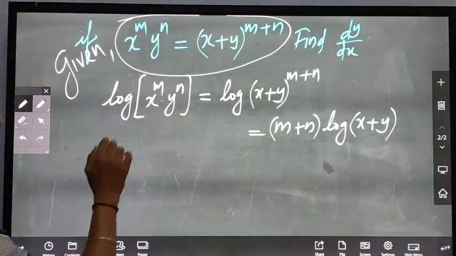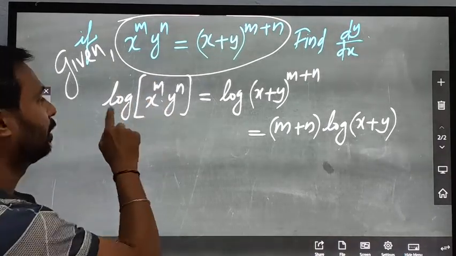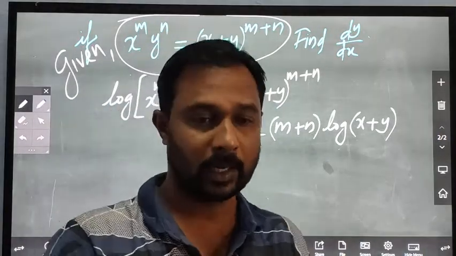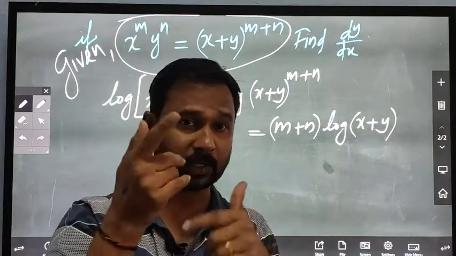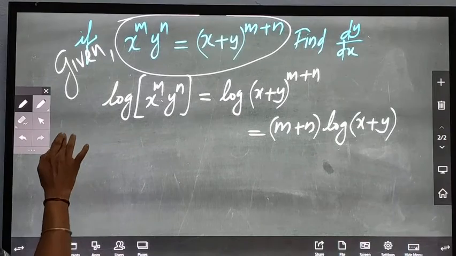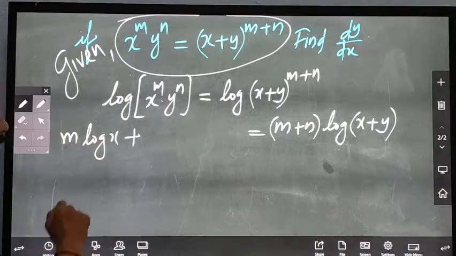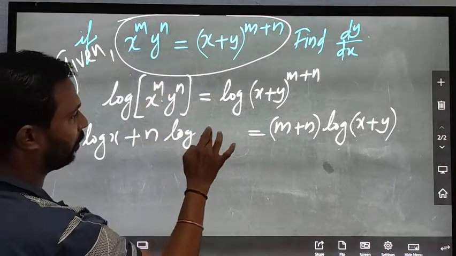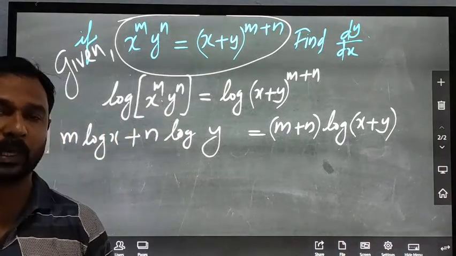You see, this will be rewritten as log x^m plus log y^n. Now consider the first term, log x^m. m is the power there, so it will come in front of the log. This becomes m log x, plus. What about the second term? It is log y^n, that is n log y. So this is the ease of applying logarithmic differentiation, applying logarithm in this way.